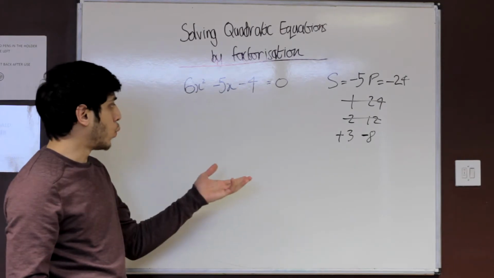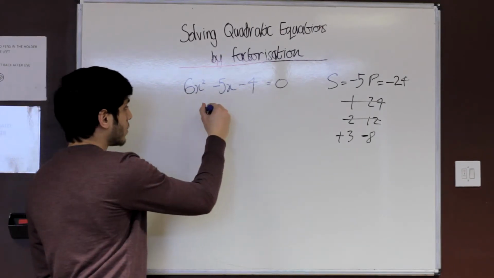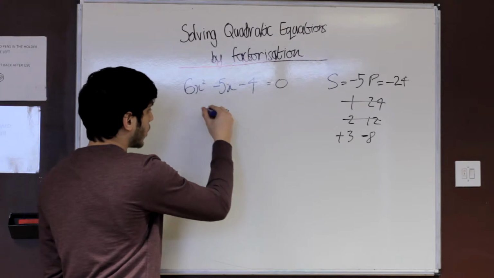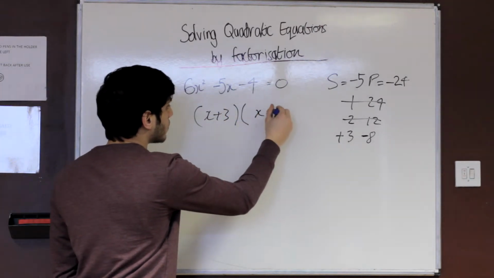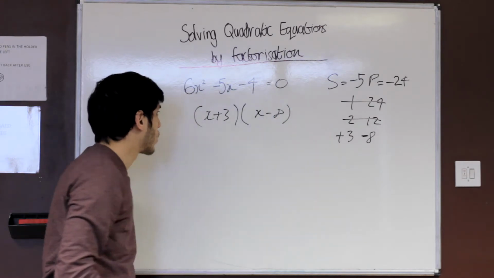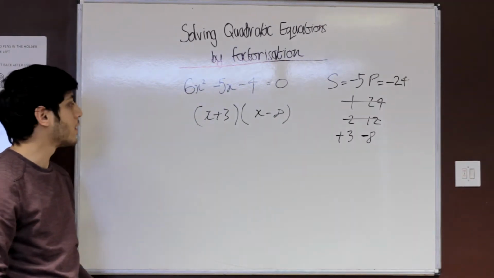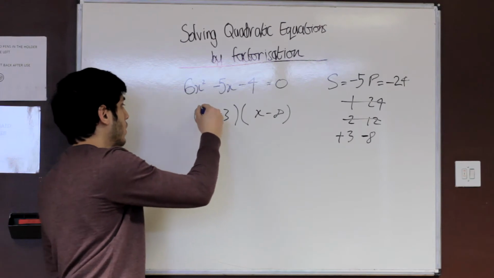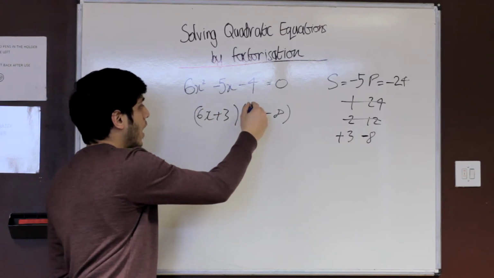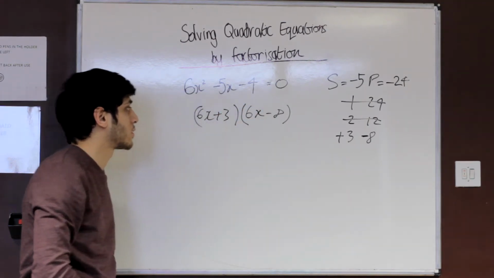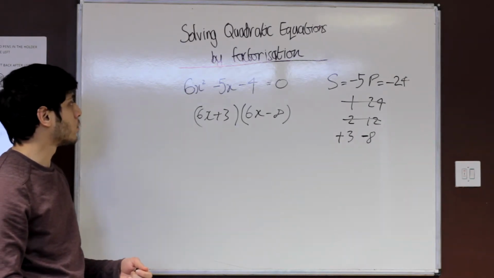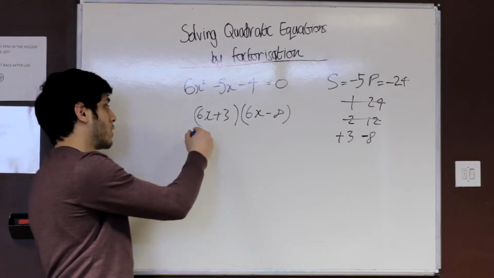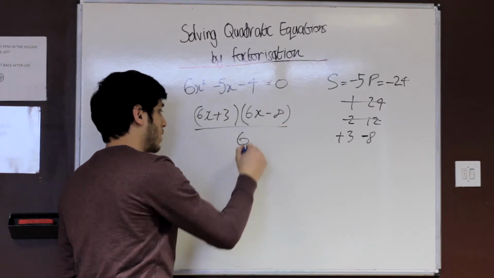Usually when we are at this step, we just write x plus 3 and x minus 8, but because we've got a 6 in front of the x squared, we have to add that, so it'll be 6x plus 3 and 6x minus 8 in brackets. And also, because we did 6 times 4 earlier, we also have to divide by 6 in this example.